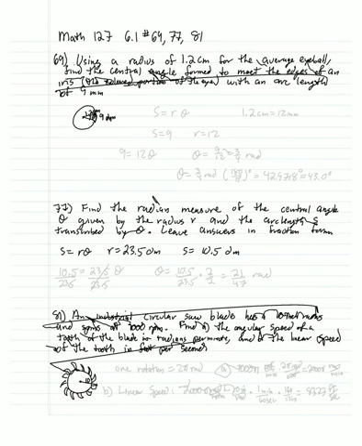Okay, I'm going to do a few problems here. I'm going to start with 6.1, number 69. Using a radius of 1.2 centimeters for the average eyeball, find the central angle formed to meet the edges of an iris, the colored portion of the eye, with an arc length of 9 millimeters. So we have 1.2 centimeters and 9 millimeters.